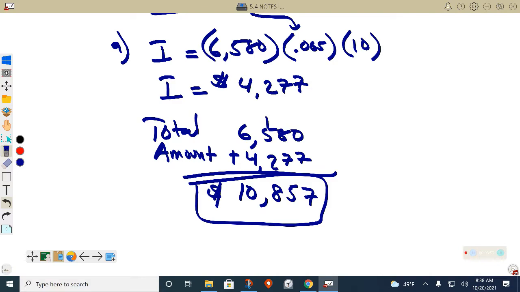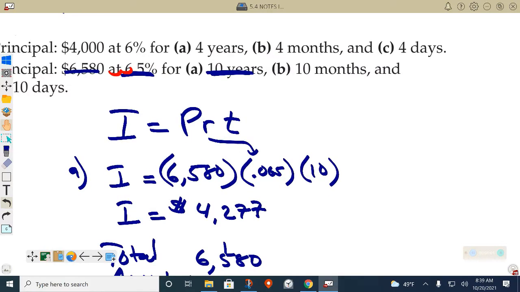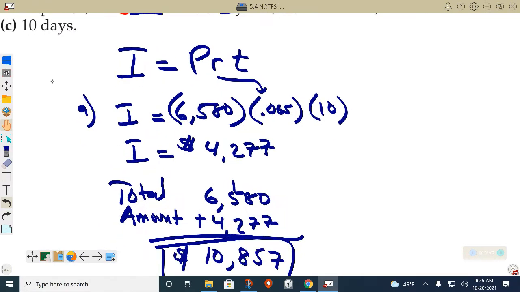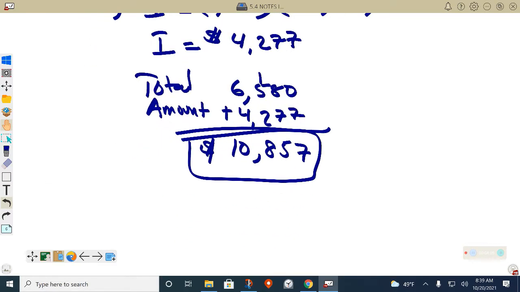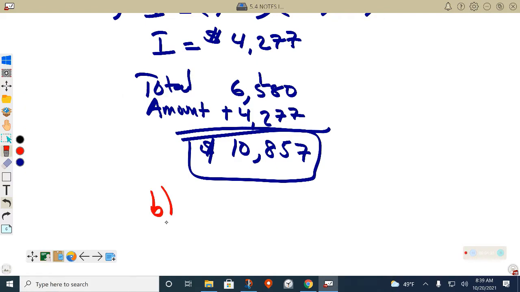But here's the thing now. That's if I left it in there 10 years. Look at part B now. 10 months. How about 10 months now? How much is it going to grow in interest? Watch this. What color should I use for B? Red? I'll go red. Part B.